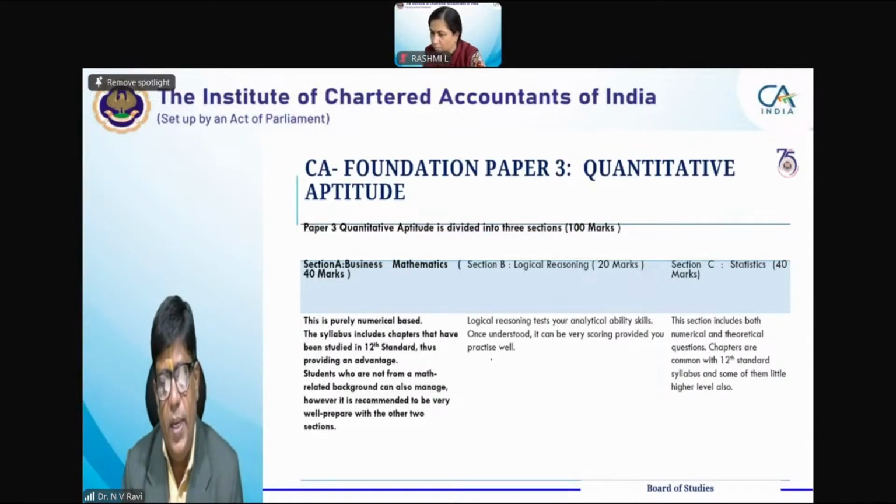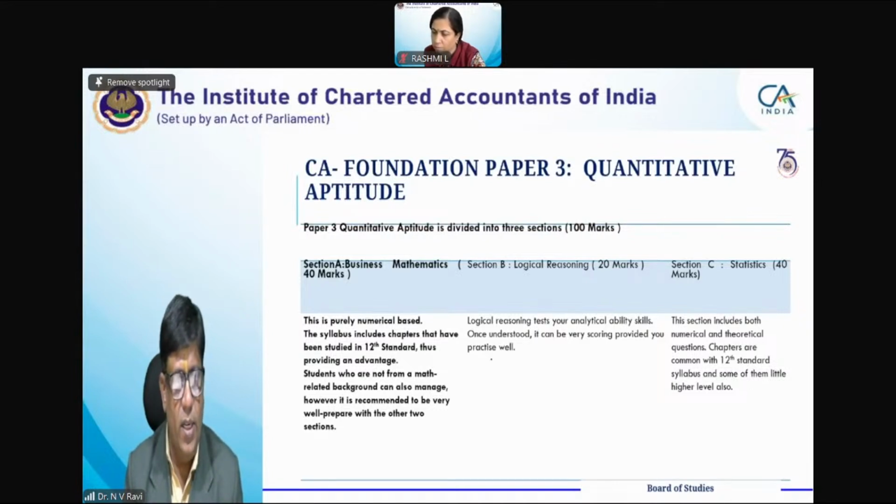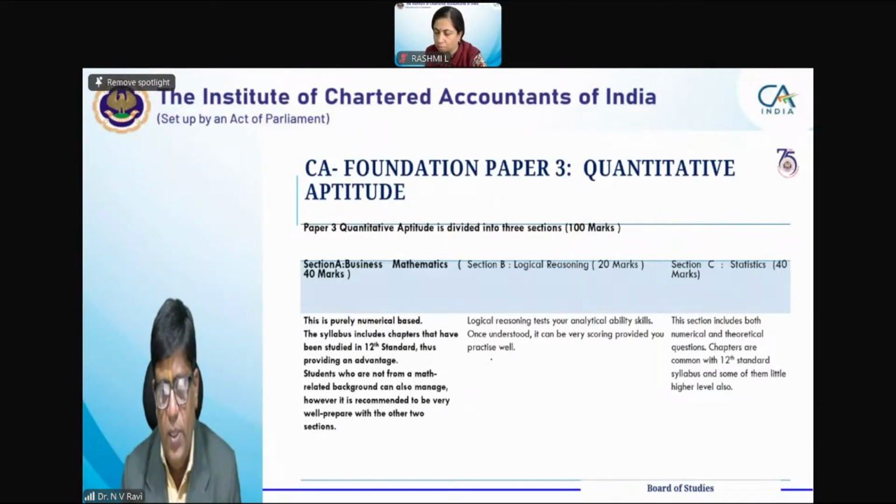And next one is the statistics part. This is also very important. Some students may feel that it's a kind of theoretical syllabus, but it is not theoretical. It's a mix of both, testing your knowledge of the fundamentals related to the merits, demerits, and limitations of the topic.